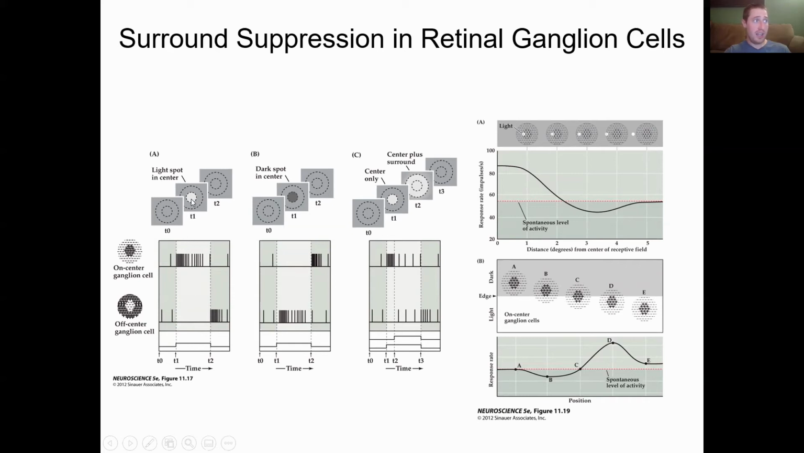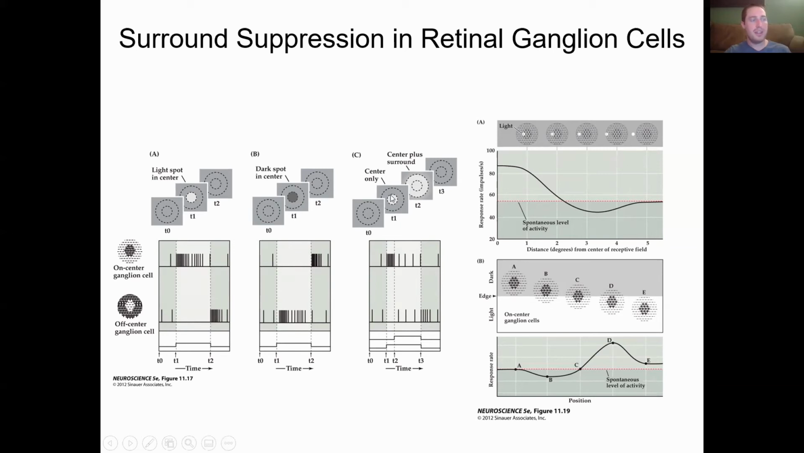And if you shine a light right in the center of its receptive field, it increases its spiking. So this is an on-center ganglion cell. And then if you do it to an off-center ganglion cell, it decreases its spiking. And with a dark spot, you see the opposite. The on cell decreases spiking, the off cell increases spiking.